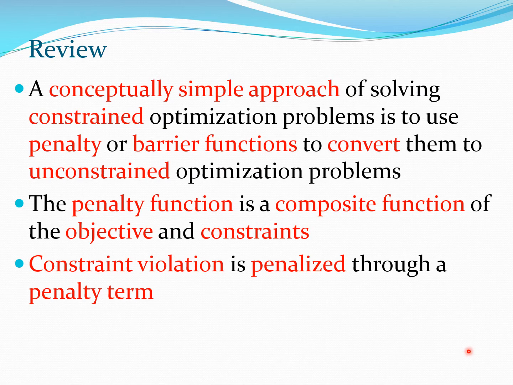Now, then we turn to the problem of nonlinear objective function and constraints. And the first thing which would come to mind is that why not use some way to convert this constraint optimization problem into an unconstrained optimization problem. And this is done using barrier or penalty methods, which typically use barrier or penalty functions. And essentially these functions put a penalty on violation of the constraints. So the penalty function is a composite function of objective function and constraints.